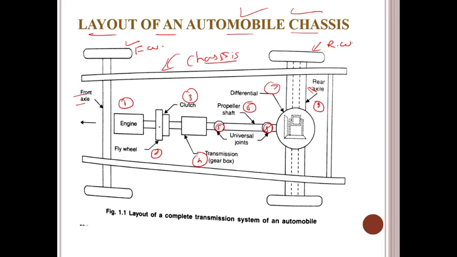So the engine is connected to the flywheel, the flywheel is connected to the clutch, the clutch is connected to the transmission gearbox, and the transmission gearbox is connected to the propeller shaft. This propeller shaft and this transmission are connected with the help of these universal joints. Then this universal joint is connected to this differential gearbox through another universal joint.